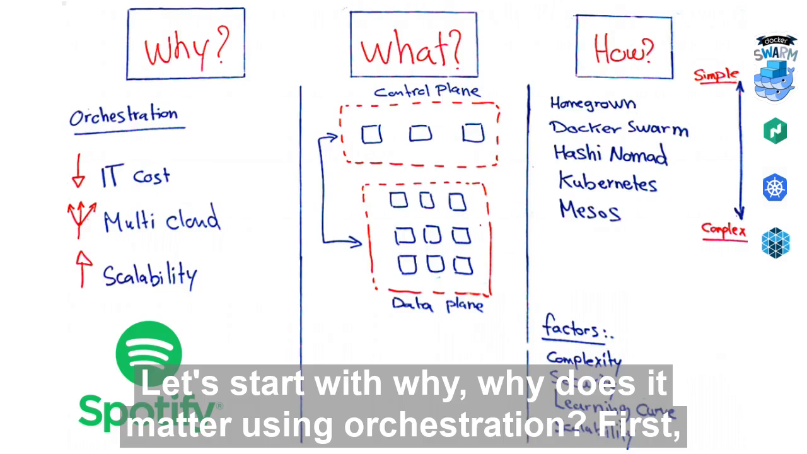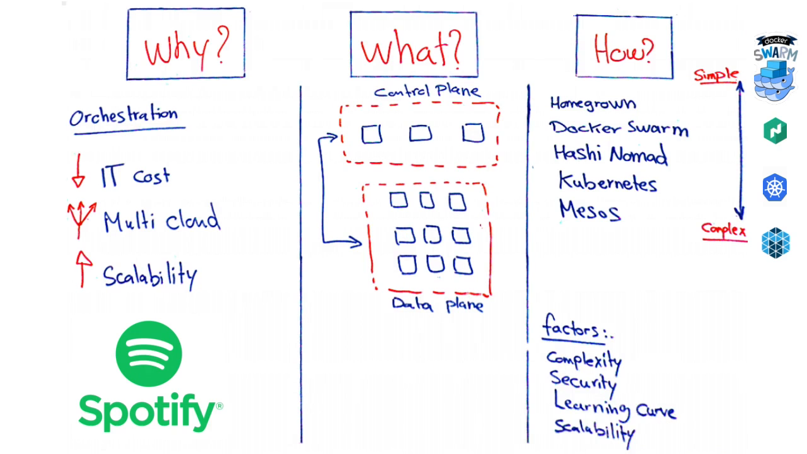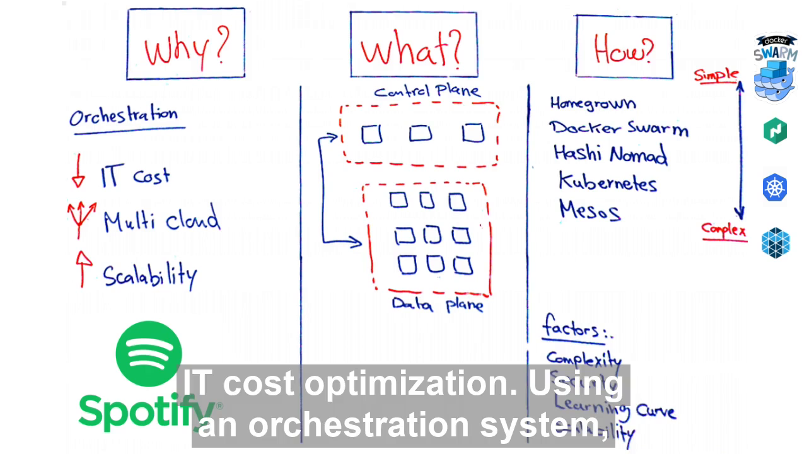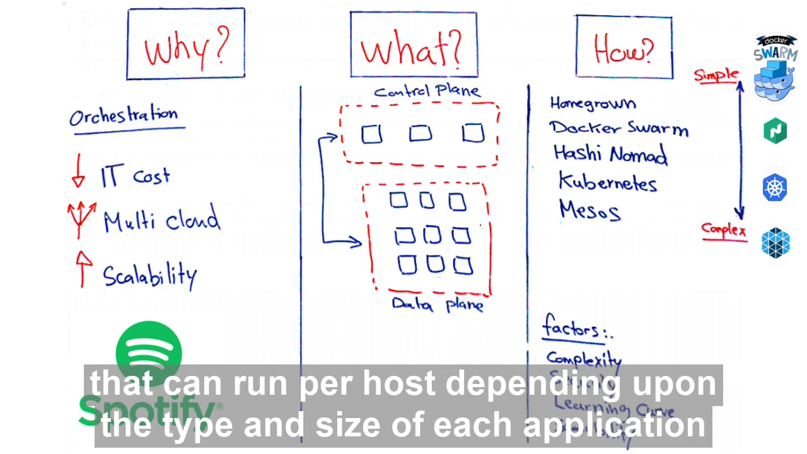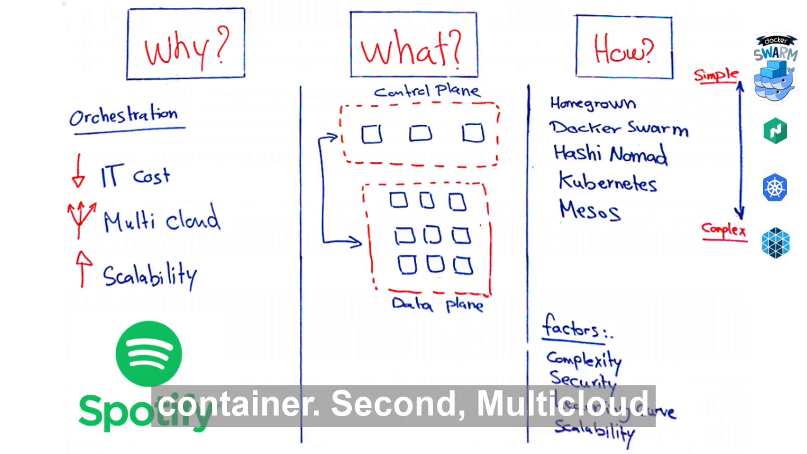Let's start with why. Why does it matter using orchestration? First, IT cost optimization. Using an orchestration system, you can drastically cut the IT cost by optimizing the number of containers that can run per host depending upon the type and size of each application container.